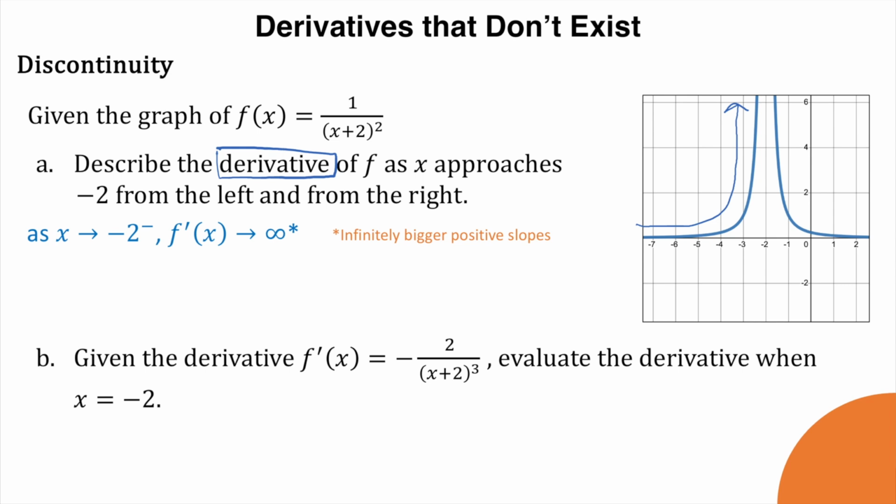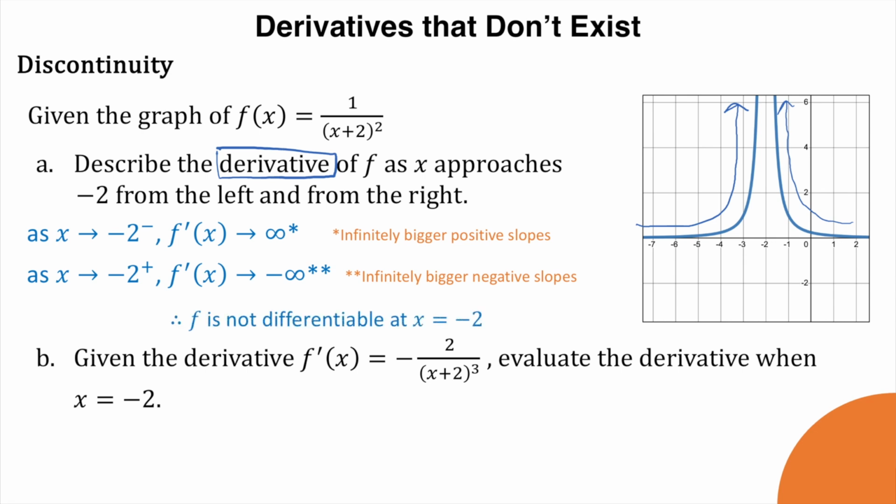What happens if we look as x approaches negative 2 from the right? What's happening to the slopes? Now you might want to say positive infinity again, but that's not true. The graph is going to positive infinity, but, and this is a little bit confusing, the slopes are going to negative infinity. We've got infinitely bigger negative slopes, because remember, we read a graph from left to right. So if we're reading this graph from left to right, these are all negative slopes.